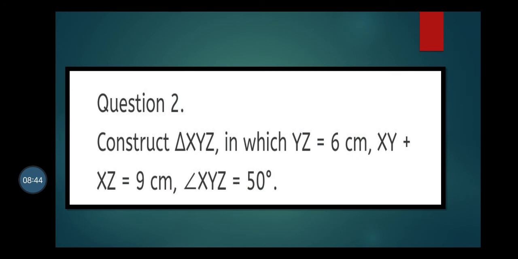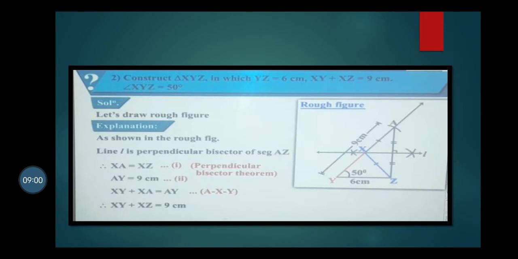Question number 2. Construct triangle XYZ in which YZ equal to 6 centimeter, XY plus XZ is equal to 9 centimeter, measure angle XYZ is equal to 50 degree. Let us draw a rough figure. As shown in the figure, line N is perpendicular bisector of seg AZ. Therefore, XA is equal to XZ because of perpendicular bisector theorem. Let's give it as equation 1.